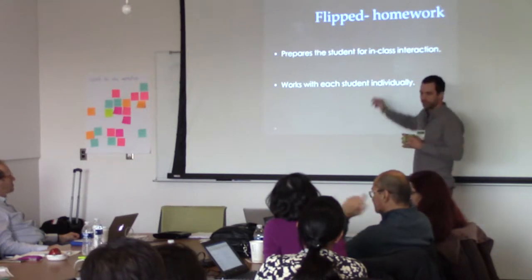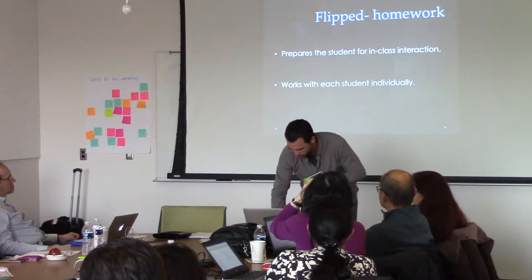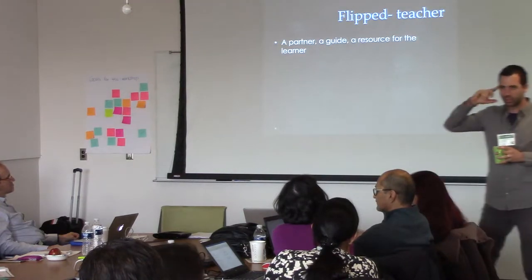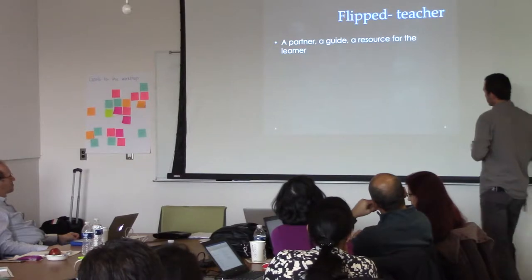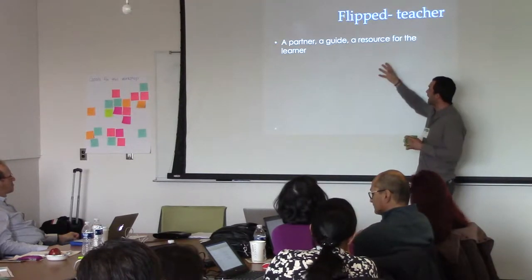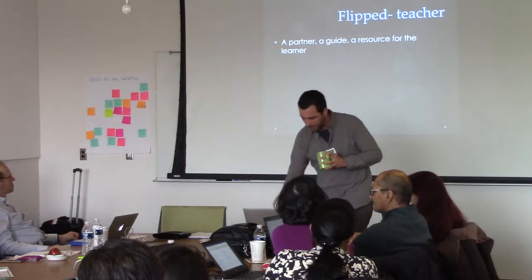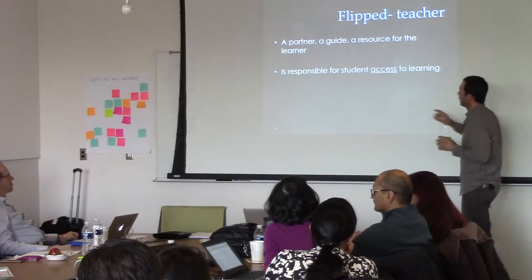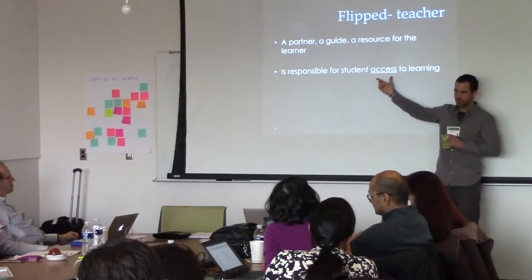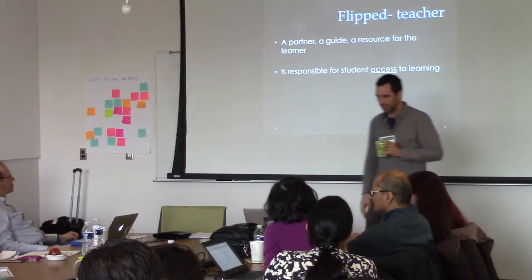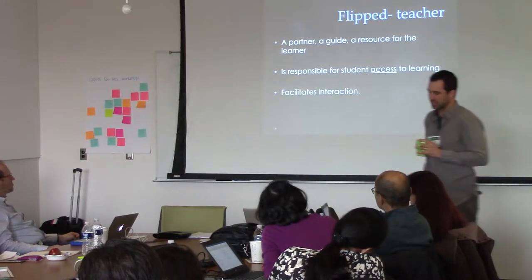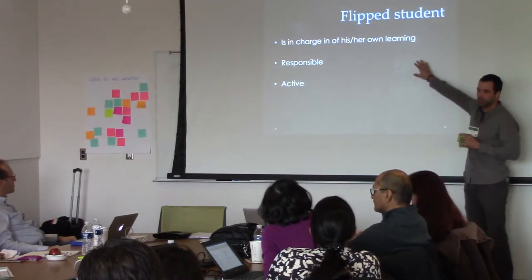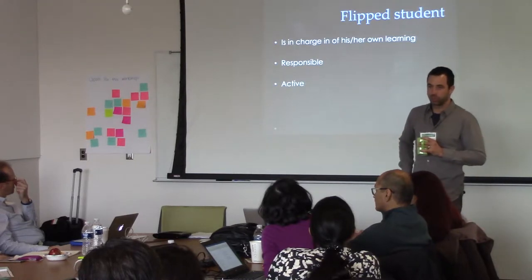So to flip homework, we're going to get into how students can work individually. Really quickly, before, you had the sage, the sole source of knowledge. The flipped teacher tends to be talked about more as a partner or a guide or a resource for the learner. Now, instead of being responsible for learning, the teacher is responsible for access to learning, creating the conditions in which learning can happen. And a big part of this is facilitating interaction. Now the students take on a more active role in their responsibility for learning.